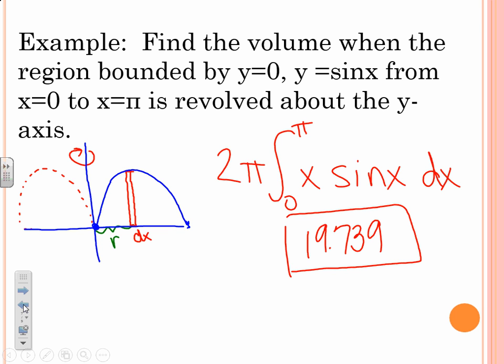You can still use the equation of sin x. No, because you have to solve it for x, so it has to be in terms of y so you can integrate with respect to y. Okay? Think about it, we'll talk later.